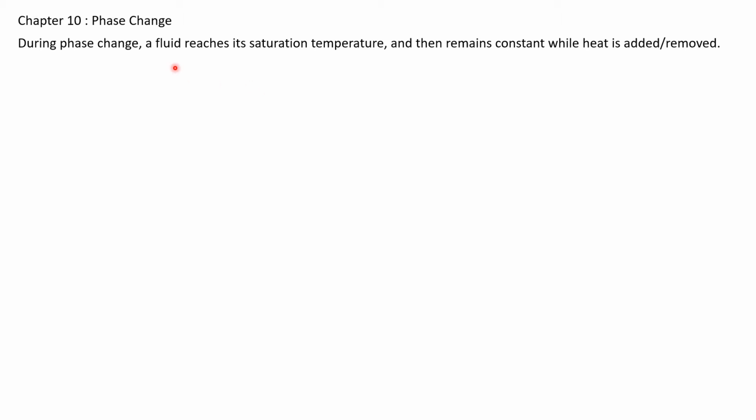Whenever you have phase change, a fluid reaches its saturation temperature. Everyone knows that the boiling point of water is 100 degrees Celsius. That's the saturation temperature at which the water will start boiling. And then until the entire water has boiled, it will remain at that constant temperature while the heat is being added to it. And if you are freezing the water and converting it to ice, the water slash ice will remain at that particular temperature until the entire mass of water is converted to ice while the heat is being removed from that system. So in phase change, your phase is changed at a saturation temperature, and that temperature remains constant.